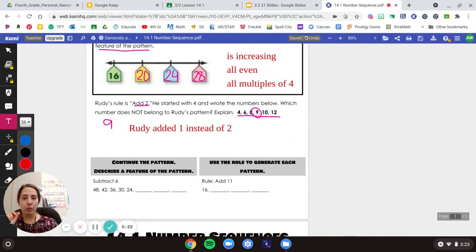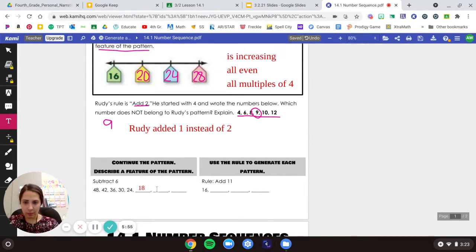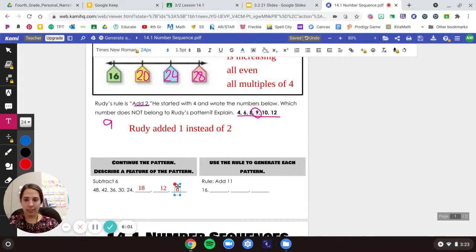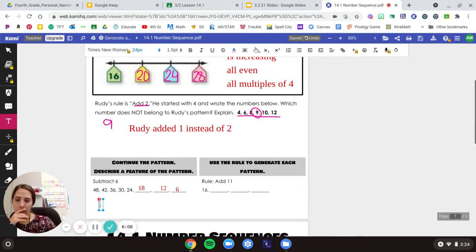Let's look through. I'm going to show you how to do 2 of our types of problems. Okay? So, down here, what we need to do is first continue the pattern. Then we're going to describe a feature. So notice how there's space underneath. You're going to describe a feature. So first we're going to subtract 6. 48, 42, 36, 30, 24, 18. Let's see, 18 minus 6. Oh yeah, that's 12. And 12 minus 6 is 6. Ooh, all right, so we did part 1. Check. Describe a feature. What do you notice about these guys?